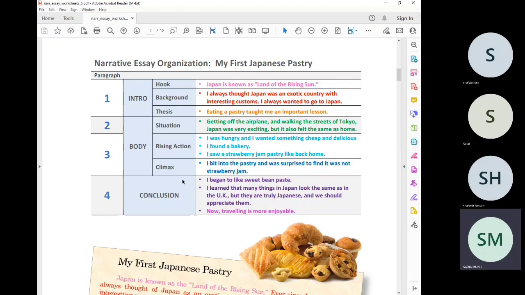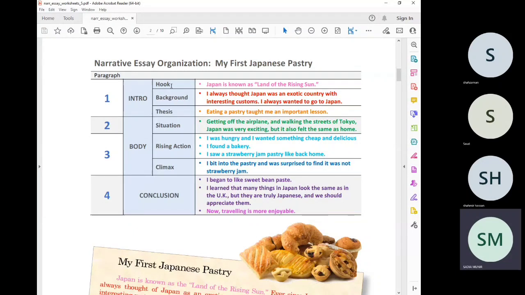Then, if we talk about rising action, I was hungry and I wanted something cheap and delicious. I found a bakery. I saw strawberry jam pastry like back home. Now, this is more of an outline of the narrative essay. Then we have climax. I bit into the pastry and was surprised to find it was not strawberry jam. Then we have conclusion. I began to like sweet bean paste. I learned that many things in Japan look the same as in the UK, but they are truly Japanese and we should appreciate them. Now, traveling is more enjoyable.